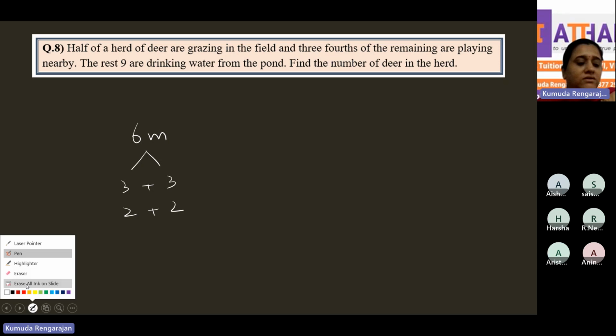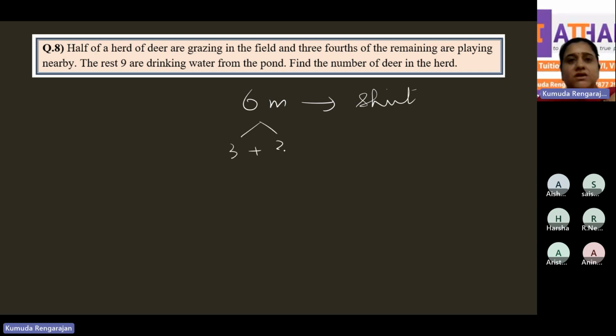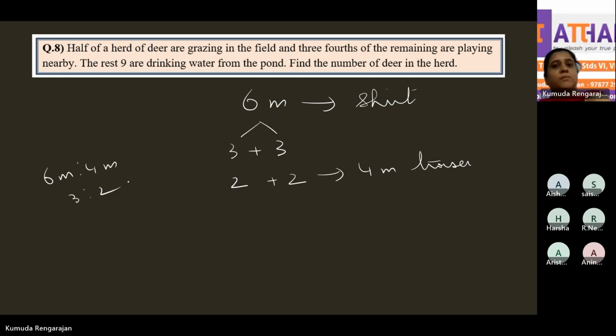Okay, let me tell you again. Supposing he buys 6 meters of shirt material. What is 6 meters? 3 plus 3. So for every 3, he'll buy 2. So he'll buy 4 meters of trouser material. So what's the ratio then? 6 meters is to 4 meters, 3 is to 2. The ratio is 3 is to 2.